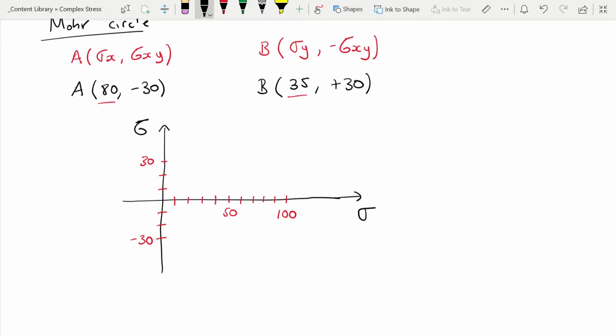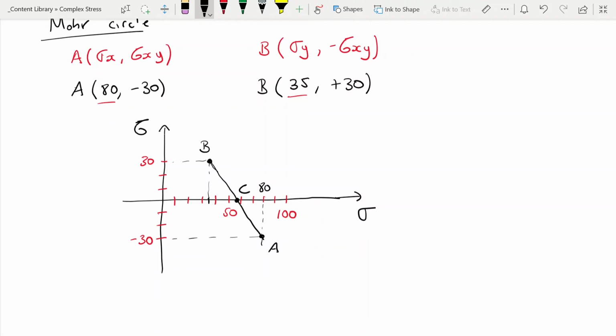So I know that my first point is at 80 and minus 30. So sigma 80 is here, and then minus 30 for tau is here. So here is my point A. And then point B will be with 35, so that's 35 here in between. And now 35 and 30, it will be here, point B. Now the next thing to do is to connect these 2 points to find the center of the circle, which is here in the center.